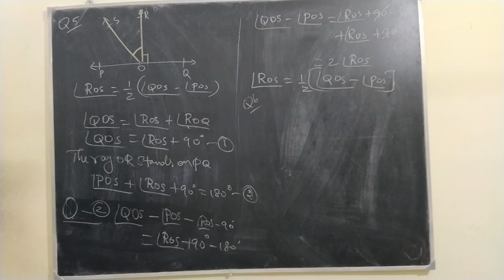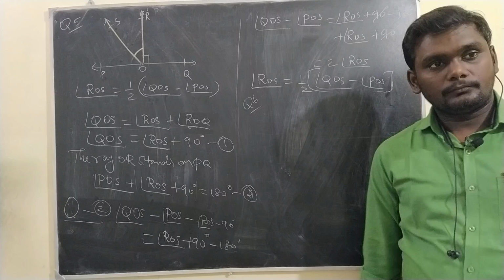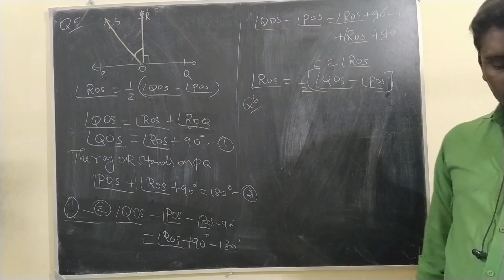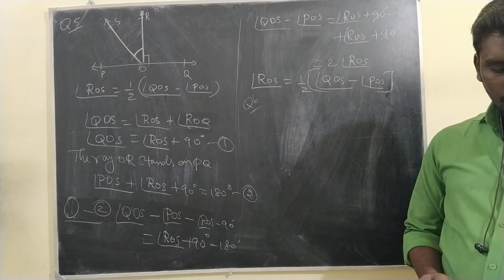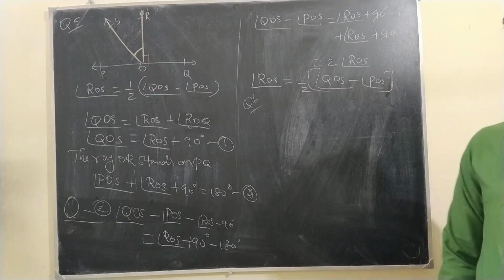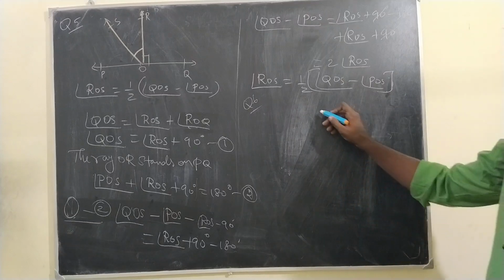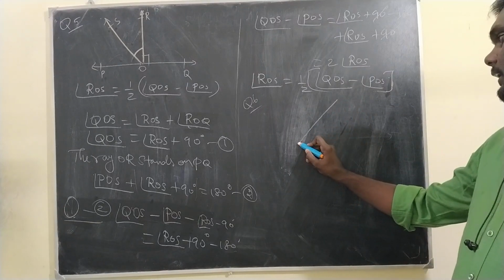Question number 6. Shall we? Look at the question. Any diagram is given or not? Then we have to draw the diagram. See, it is given that angle XYZ is equal to 65 degree. So they are talking about XYZ. It's an acute angle.